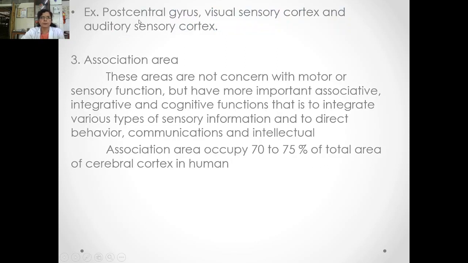Examples of sensory areas are the postcentral gyrus, for perception of exteroceptive and proprioceptive sensations, the visual sensory cortex and the auditory sensory cortex. Then the third type of functional area is the association area. These association areas are not concerned with motor or sensory function, but have more important associative, integrative and cognitive functions, that is, to integrate various types of sensory information and to direct behavior, communication and intellect. This association area occupies about 70 to 75% of the total area of the cerebral cortex in humans.